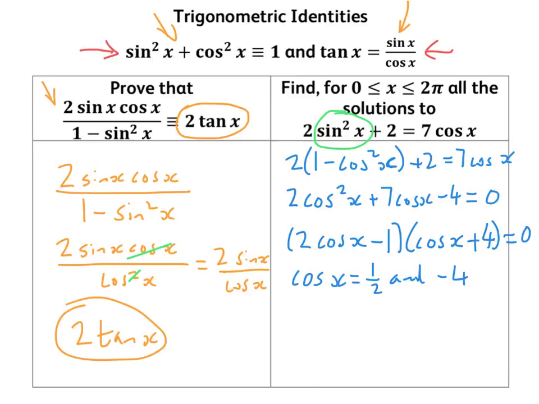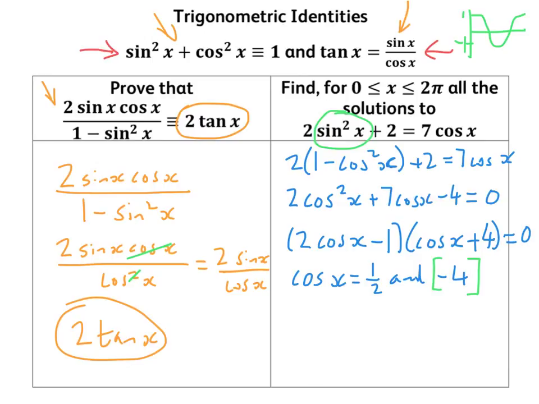Now you'll notice straight away that this one can't be done, because you know that your cos x graph only goes up to 1 and down to minus 1, doesn't it? It looks something like this, I'll draw it up here. It goes from minus 1 to 1. So if it's at minus 4, it's not going to cross.